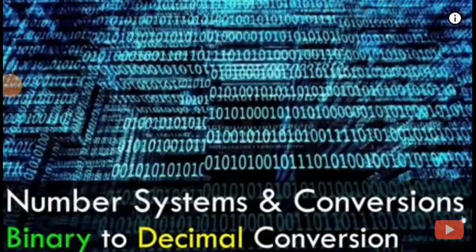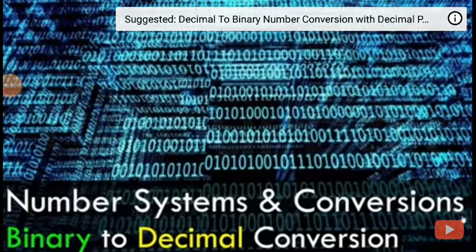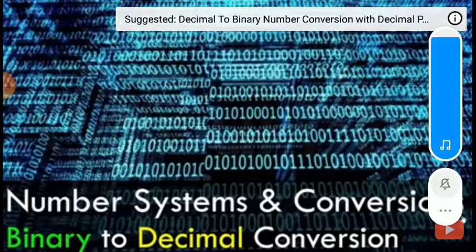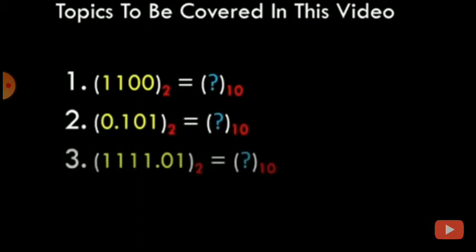That is, we're going to convert a binary number to decimal, and in the previous video we saw its vice versa process. So similar to our previous video where we converted a decimal number to binary, in this tutorial we are going to be converting three binary numbers to decimal numbers.